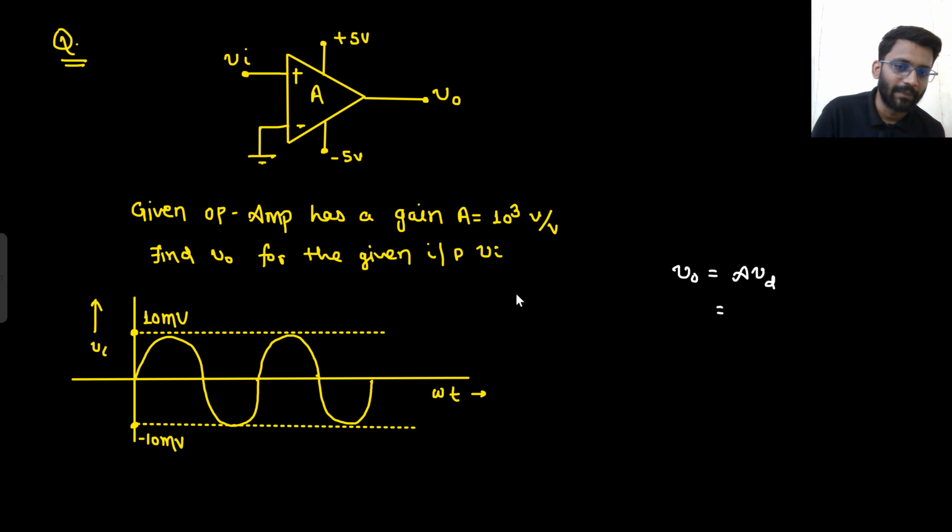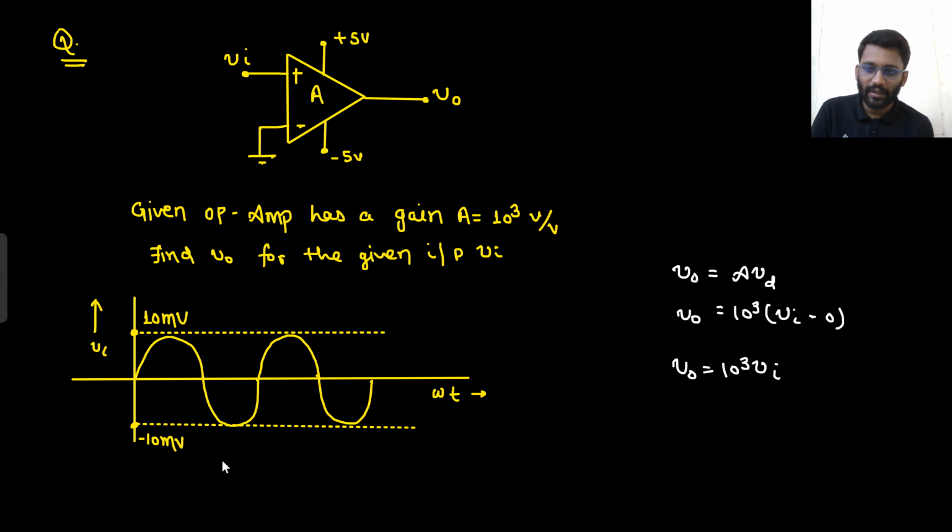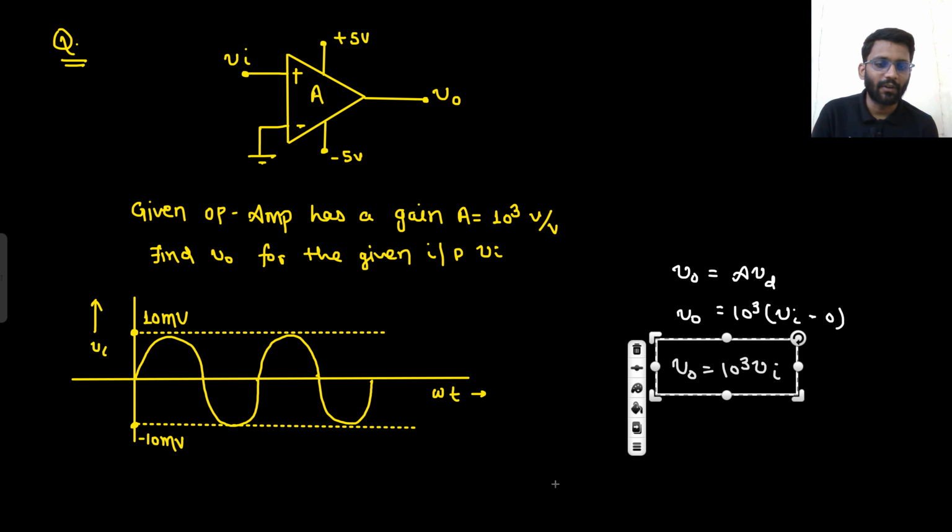So A into Vd. What is A? A is 10 to the power 3. What is Vd? V positive minus V negative. What is V positive? Vin minus 0. So this is your V0. Simply, your V0 is 10 to the power 3 into Vin. So whatever input waveform you see will be multiplied by a factor of 10 to the power 3.